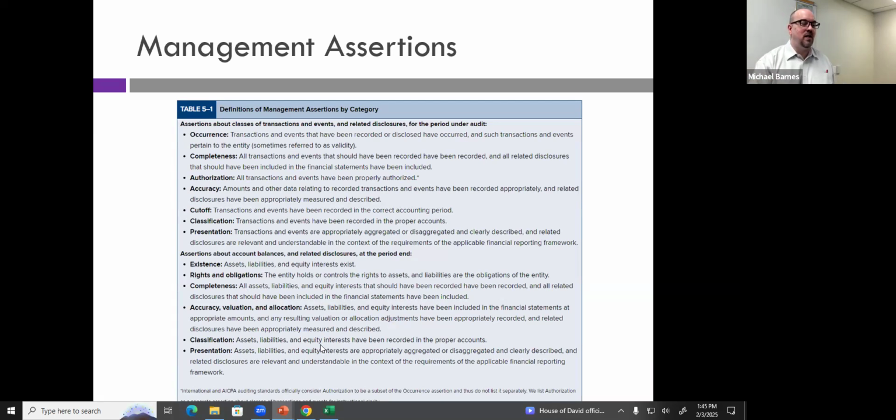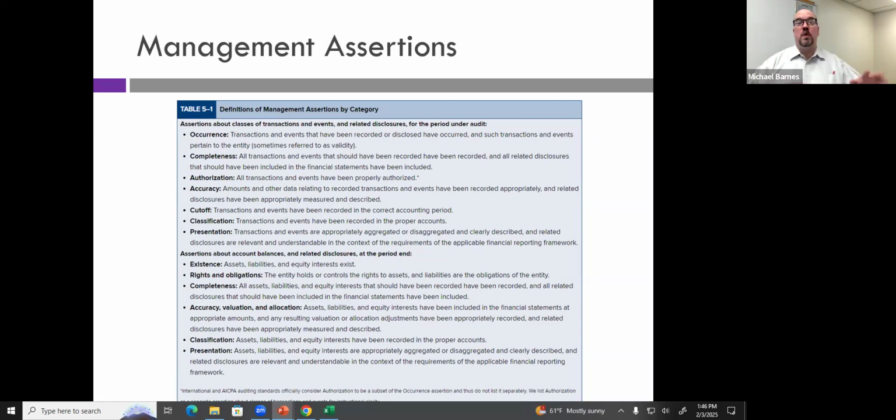All right. So here's a list of all the assertions and the categories. Real quick note, something that will save you a lot of headache and trouble. If you're ever confused about which assertions occur in transactions and events and which occur in account balances, keep this in mind. All assertions are present in transactions and events except for rights and obligations. Rights and obligations is the only one that's not present in transactions and events. And all assertions are present in account balances except for cutoff and authorization, if we want to count authorization, which we don't, but we will for the purposes of this course. So that's an easy way to remember it.